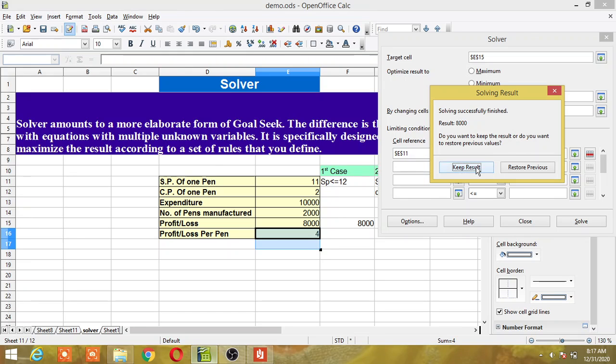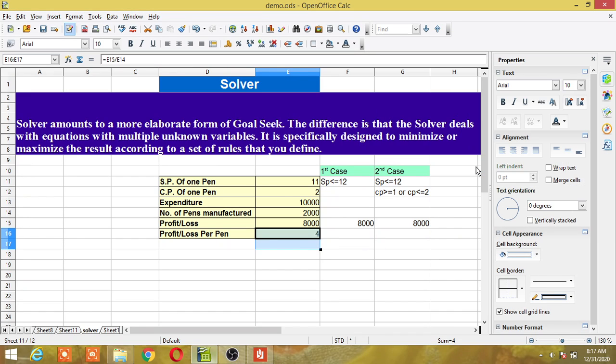And then if you want to keep the result, click on keep result, and this way. So can you see this? Now the profit is 8,000 and the price which was 10 rupees has increased to 11 rupees. So just by increasing 1 rupee I'll achieve my target.